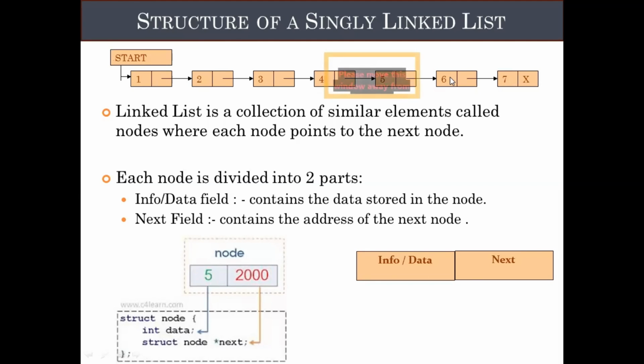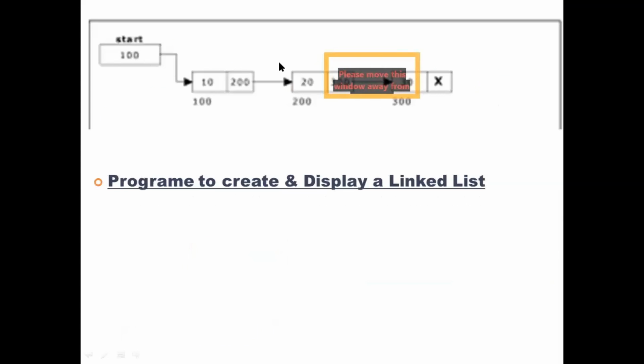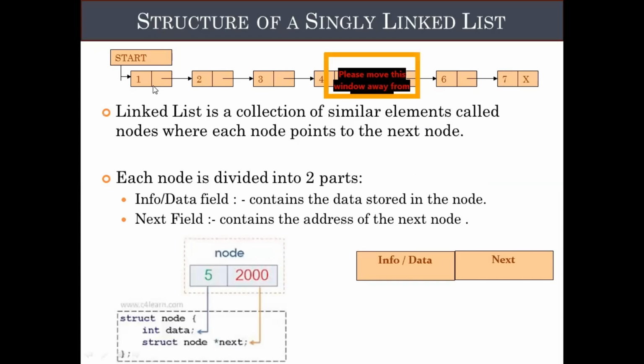Okay, and each node has two parts, okay? And the nodes are connected with each other through a link. This arrow is represented as a link between the two nodes, okay? So they are connected with each other through a link, which is known as a pointer. Each node is divided into two parts.